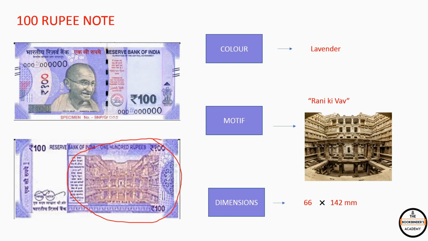The fluorescent blue new 50 rupee note was 66 by 135 millimeters, and the new 100 rupee note is 66 by 142 millimeters.